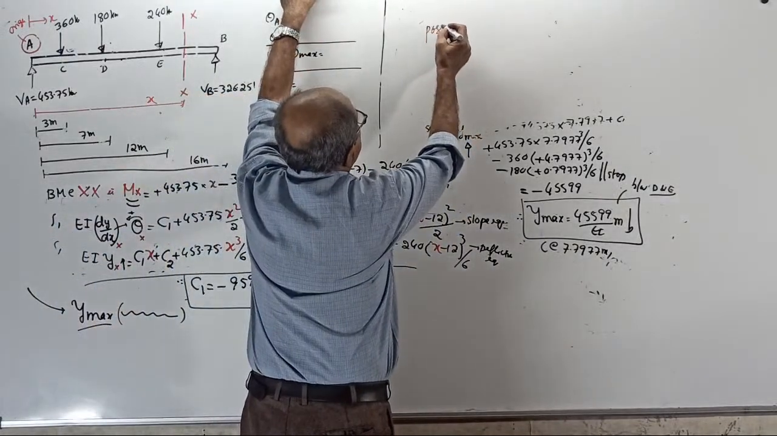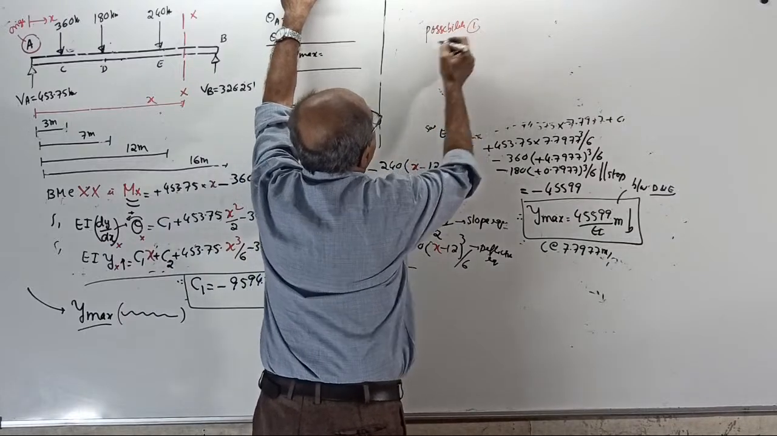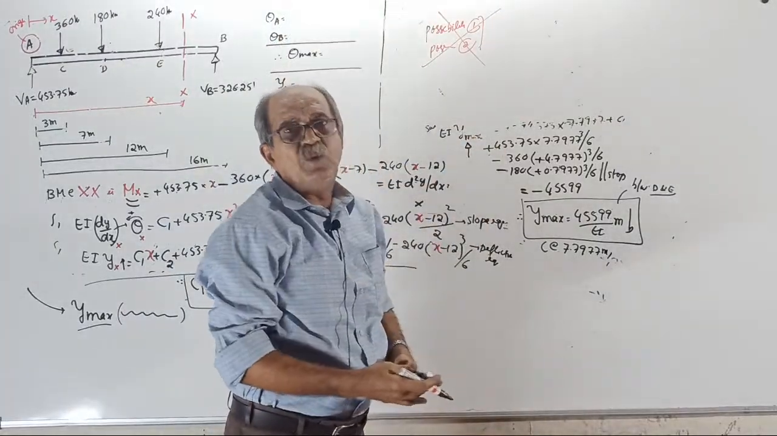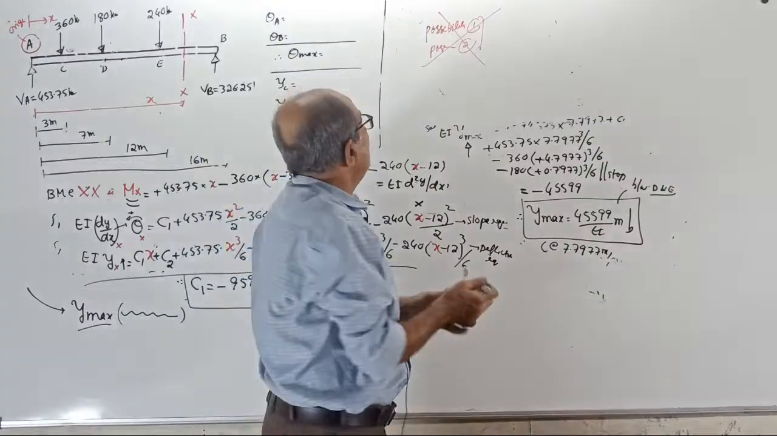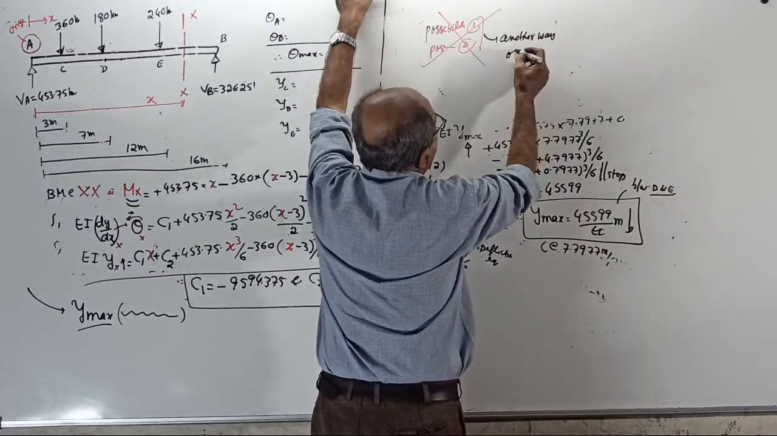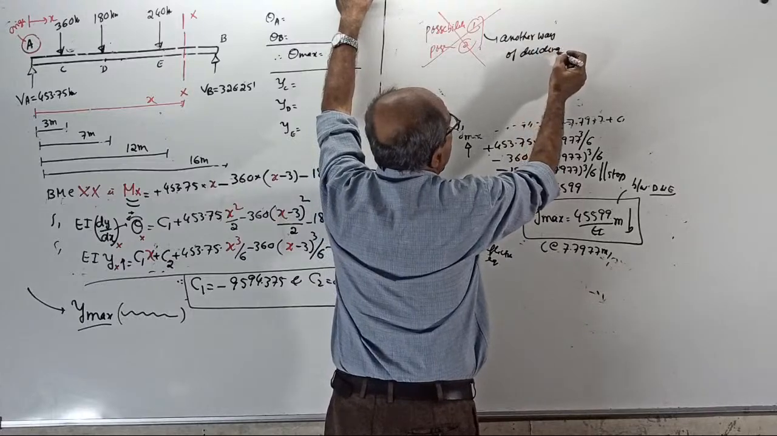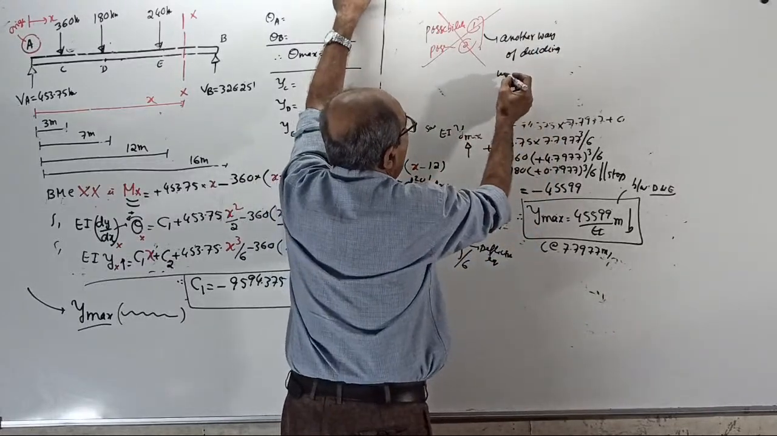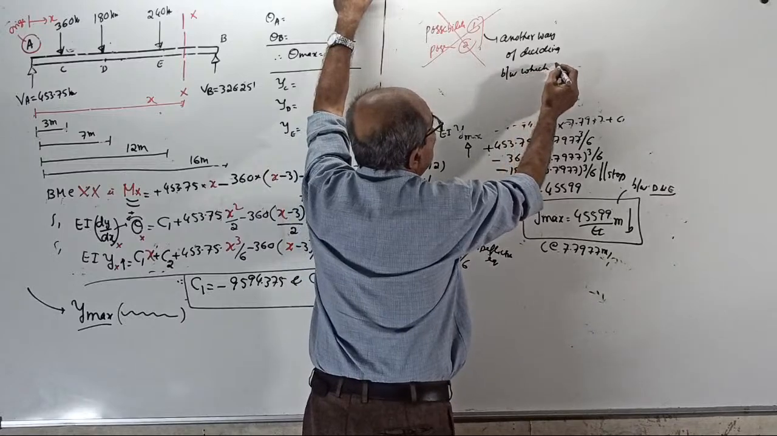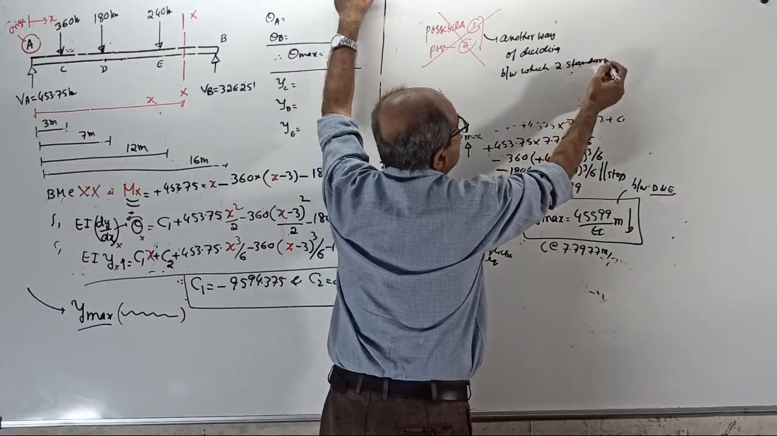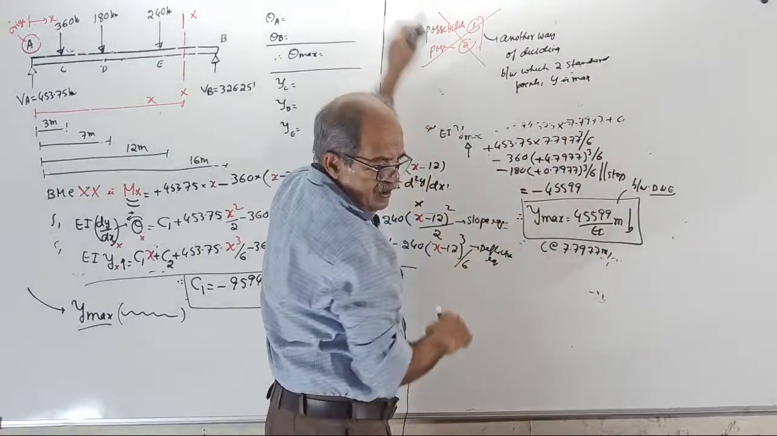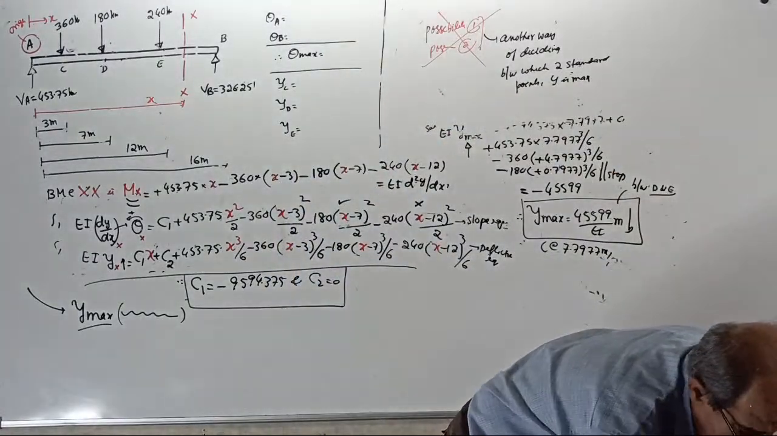Note that possibility 1 and possibility 2 are not required. It is not required. Make a note. There is another way of deciding, not the x value, but deciding where y is maximum, deciding between which 2 standard points y is maximum.